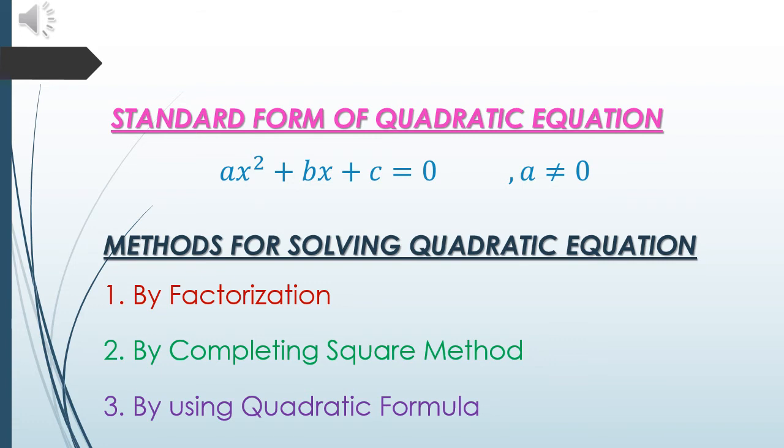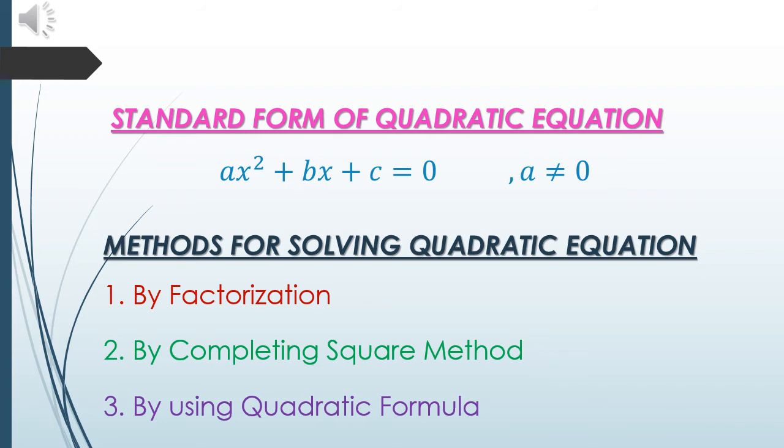Now, moving towards the standard form of a quadratic equation. What is the standard form of a quadratic equation? The standard form is ax square plus bx plus c is equal to 0, in which a is not equal to 0. This is the condition. What does it show? a is not equal to 0.